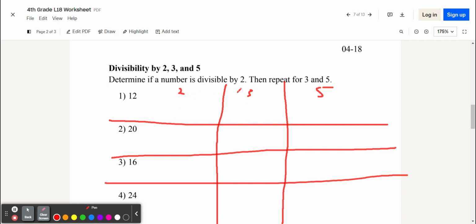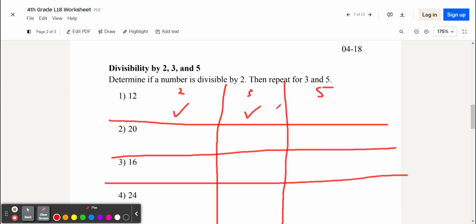So the quick way to find if a number is divisible by 2 is you look at the last number. If the last number is even, then that means it's divisible by 2. 12 ends with a 2. 2 is even, so that is divisible by 2. For 3, the fast way is to add up all the digits. So 1 plus 2 is 3. And then if you add up the digits and that number is divisible by 3, then the big number is also divisible by 3. So 1 plus 2 is 3, and that's divisible by 3, so that means it is divisible.